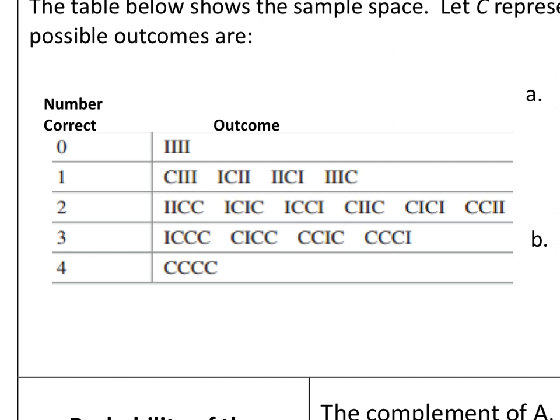Okay, what's happening on this row that says 1? How many C's do you see in these options? 1. So they guessed, they got 3 of them wrong and they got 1 of them right. What's happening on the row with the 2?